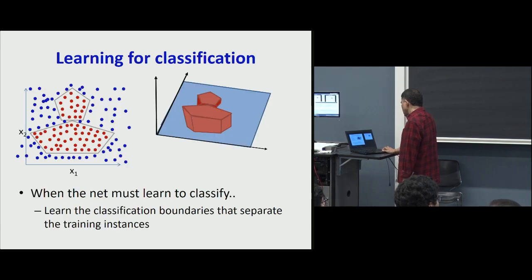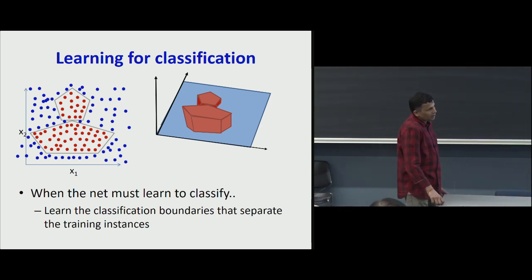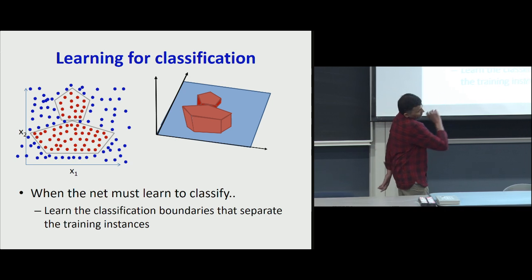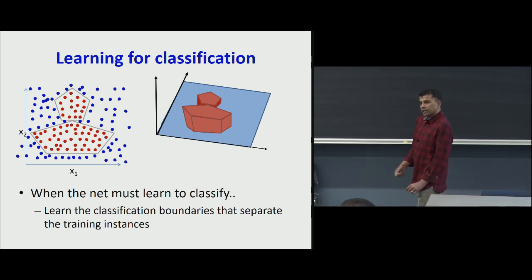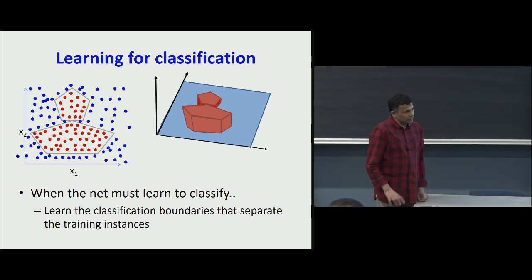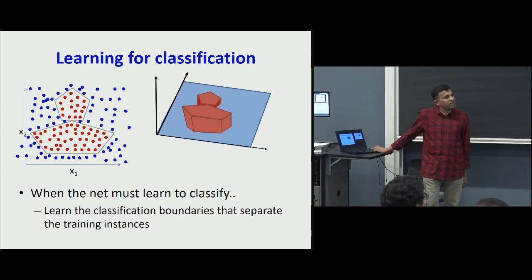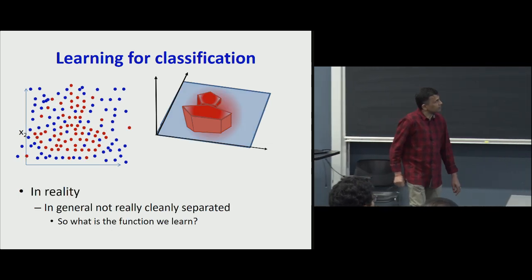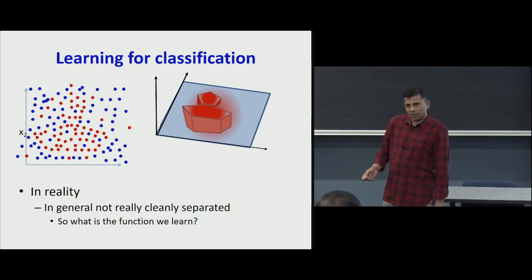So in reality, you'd be given data of this kind, just colored dots, so to speak, instances with labels. And from the data, you have to learn the boundaries that separate the classes, basically learn the function to the right, which sort of gives you a 1 when the data lies within the desired boundaries and a 0 outside. Now, again, you're not really ever going to see such data. Most real life data look like this, where you will have some red dots on the blue side, some blue dots on the red side.